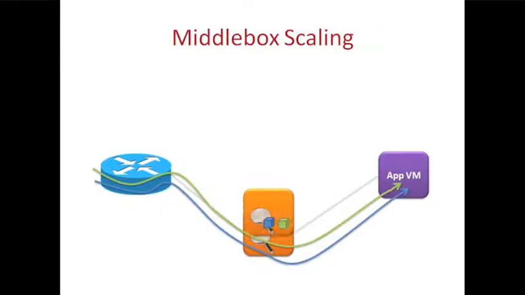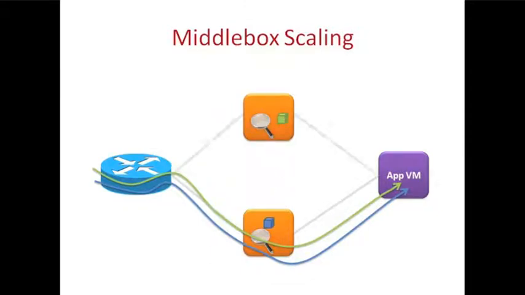When we decide to scale up, we launch a new PRADS instance and move the state for all HTTP flows to this new instance. Subsequently, we update the routing at the OpenFlow switch to route the HTTP flows through this new middle box. Now, let's see our system in action.